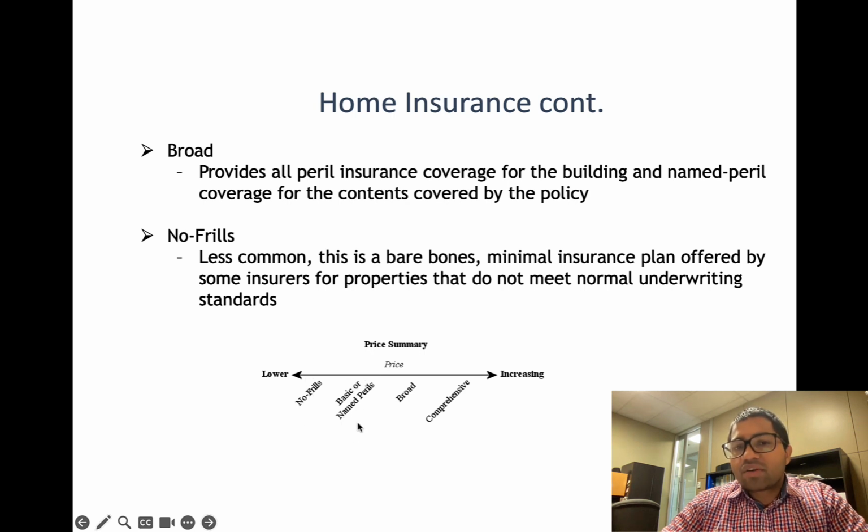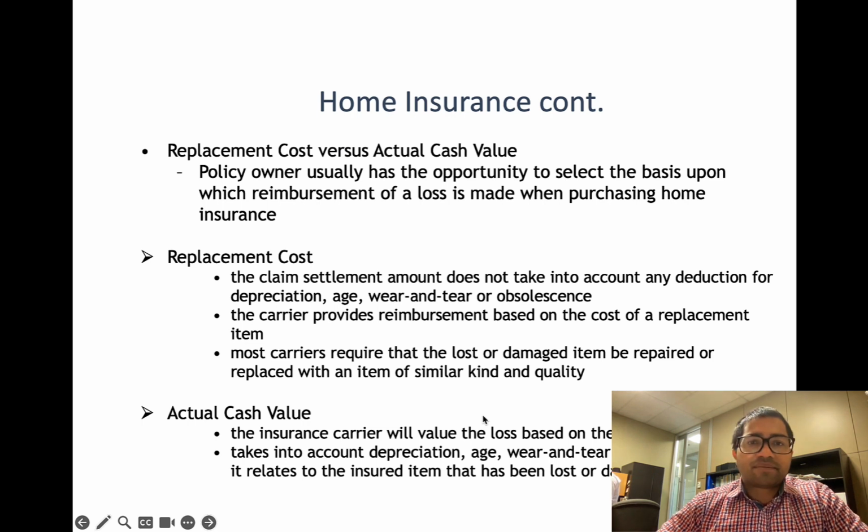Then there is basic or named perils. It will only cover the risks that are mentioned in the policy. Then there is broad. Broad means comprehensive policy for the building and named peril for the content. And then there is the comprehensive policy that covers most of the things. The cost is increasing. So the cheapest is the no frills one, followed by the named perils one, followed by the broad policy, followed by the comprehensive policy.